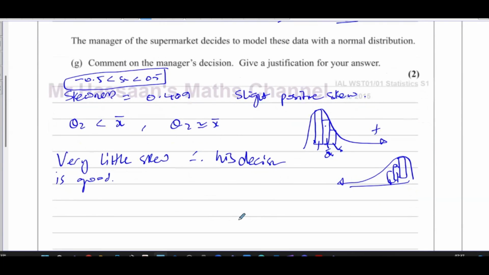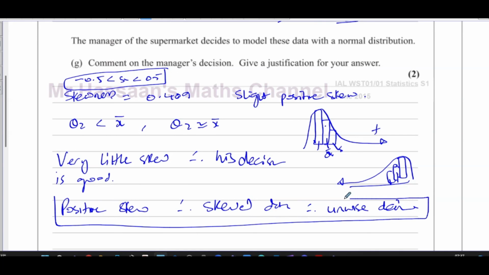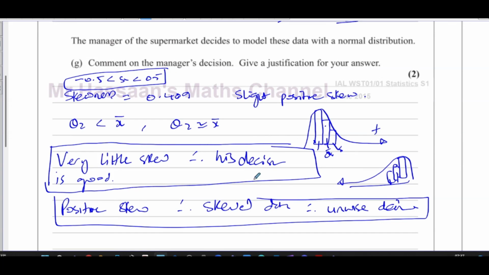But if you were to say that we have positive skew, therefore skewed data, and then you justify, therefore unwise decision, that would gain you the marks as well. But the best, I think, would be for you to write this: very little skew, therefore his decision is good.